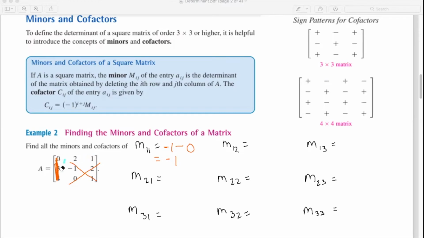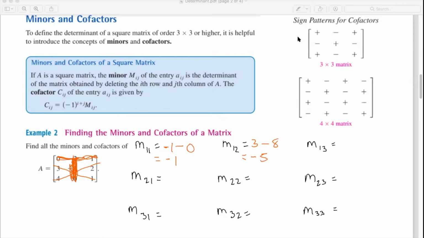Now, if I erase that, we'll start working on the next entry, which is the minor of row 1, column 2. So we're going to not look at row 1 or cross it out, and then we're going to not look at column 2, and then we're going to find the determinant of the remaining 4. So we've got 3 times 1 is 3, minus 4 times 2 is 8. 3 minus 8 is -5.